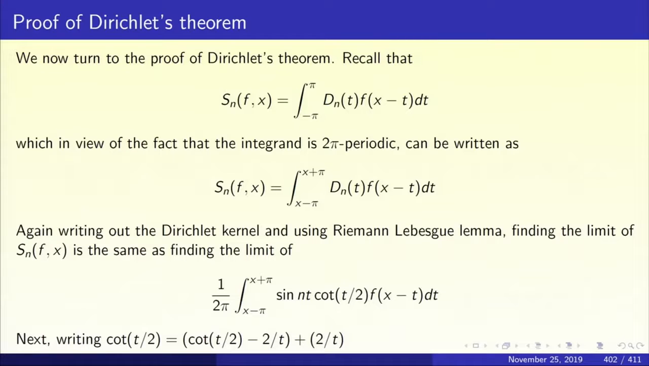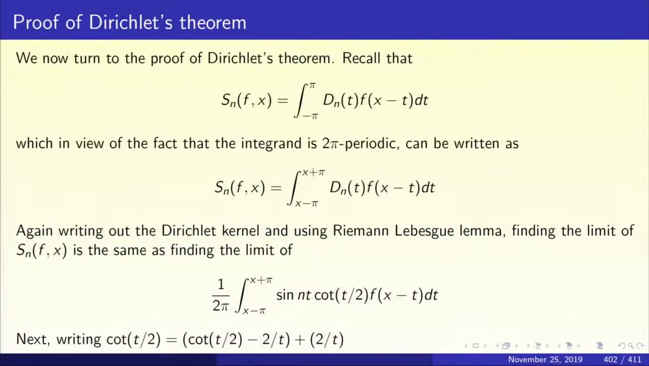So cot(t/2) behaves like 2 upon t. So add and subtract 2 upon t. So cot(t/2) is cot(t/2) minus 2 upon t plus 2 upon t. But cot(t/2) minus 2 upon t is a continuous function. It has a limit as t goes to 0, and so define this value at 0 to be this limit, and it becomes continuous. So in the last integral, if I replace cot(t/2) by cot(t/2) minus 2 by t, then the Riemann-Lebesgue lemma applies and it goes to 0.